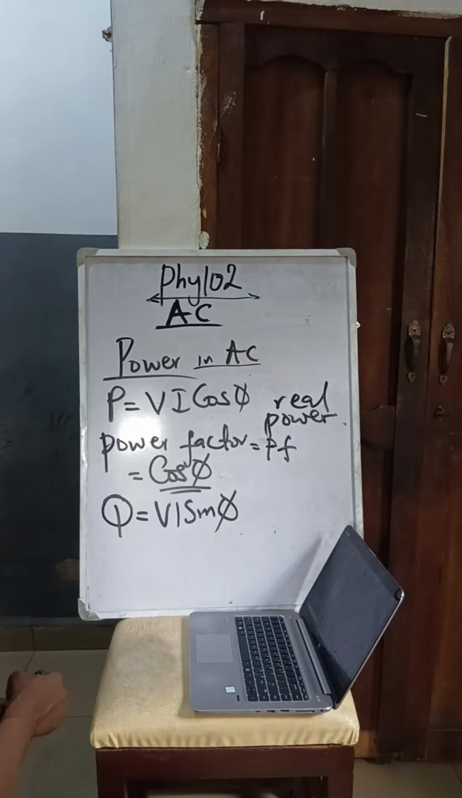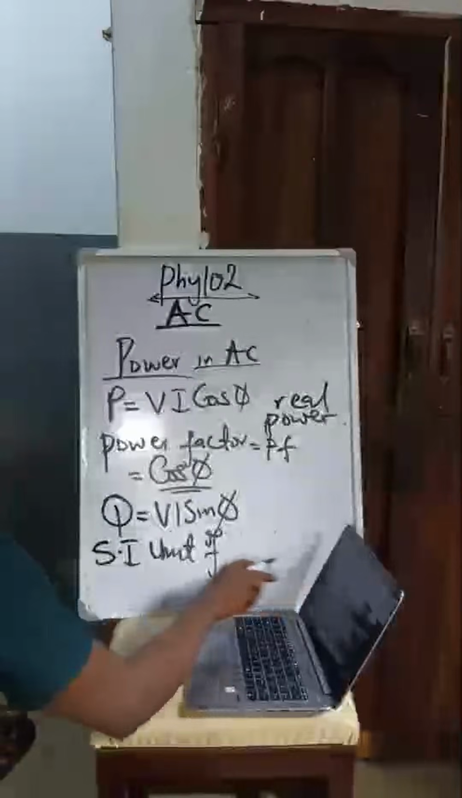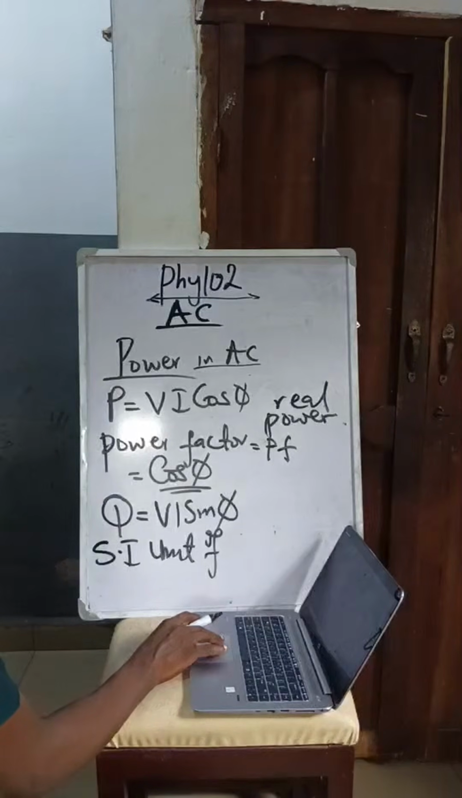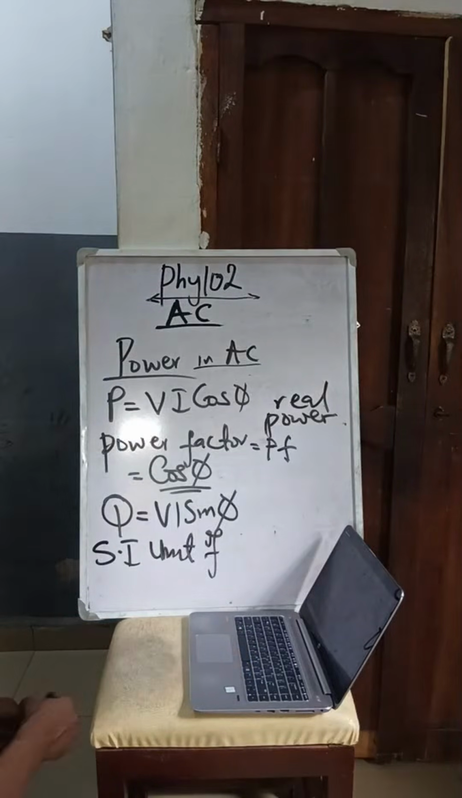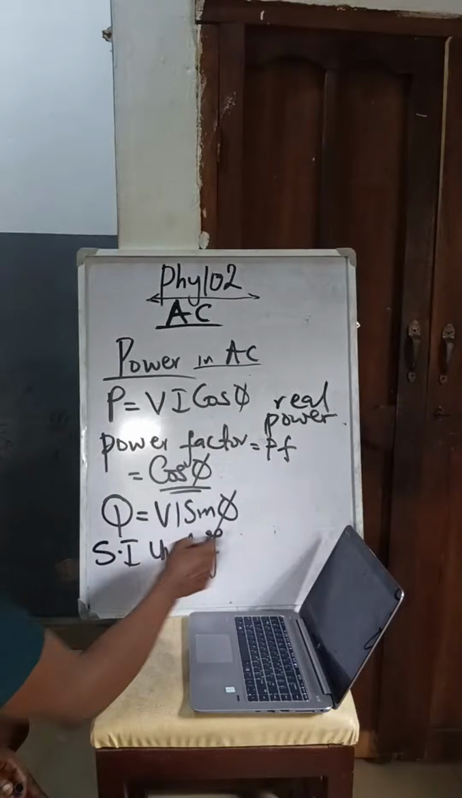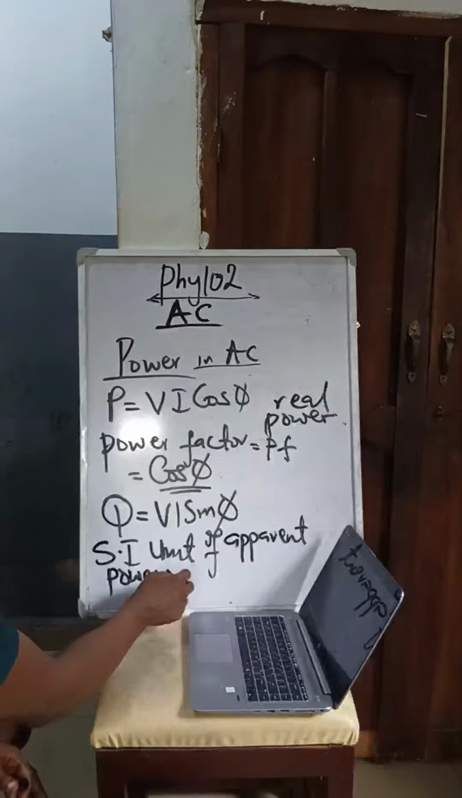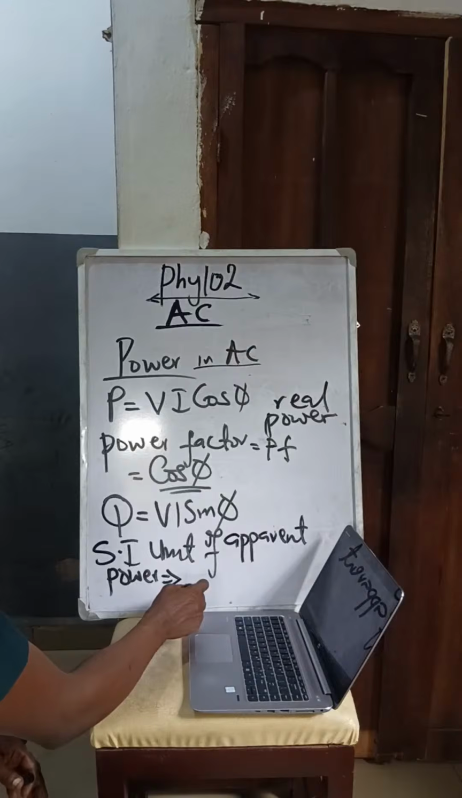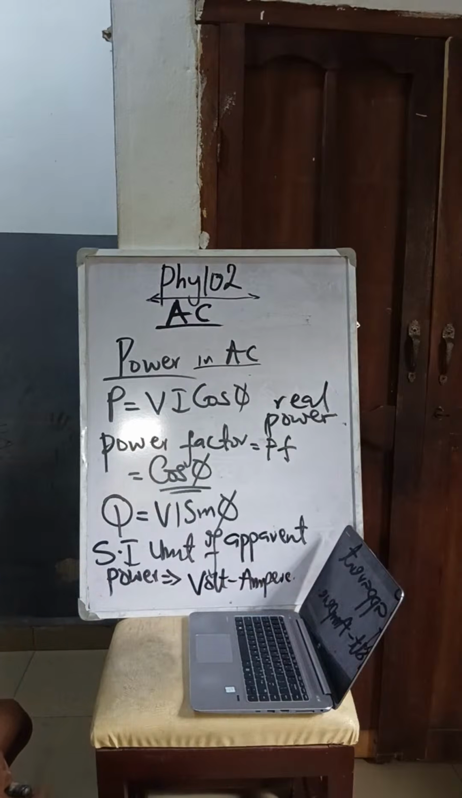What is the SI unit of apparent power? The answer is volt ampere.